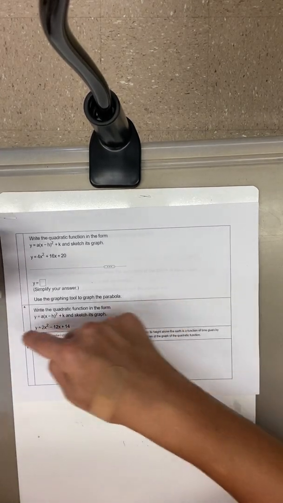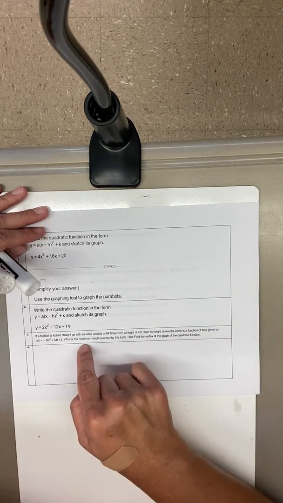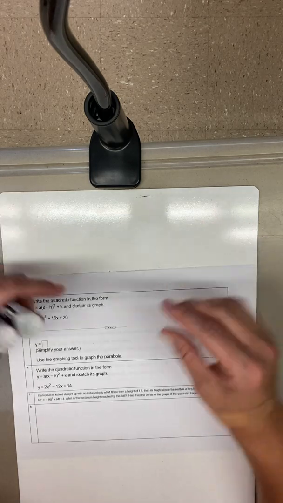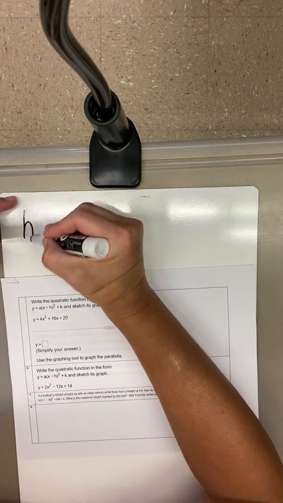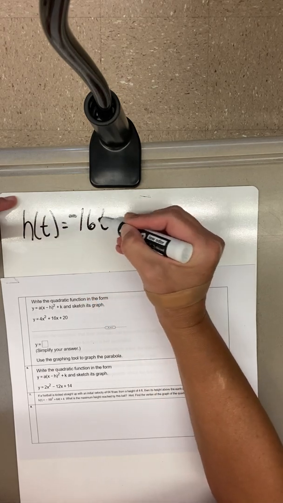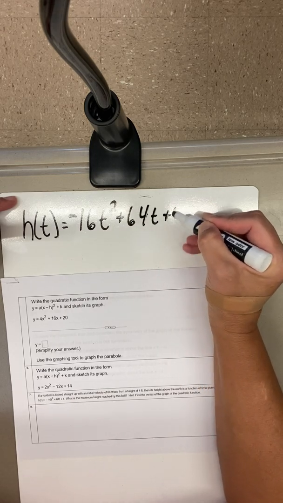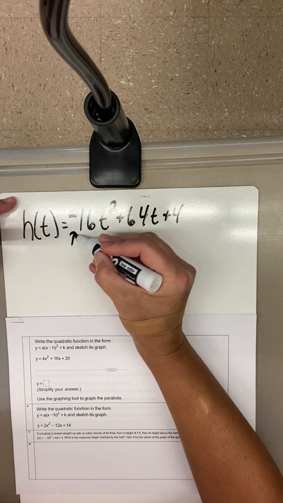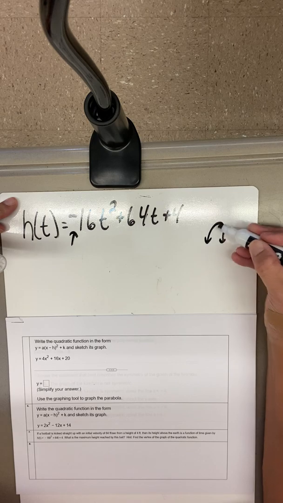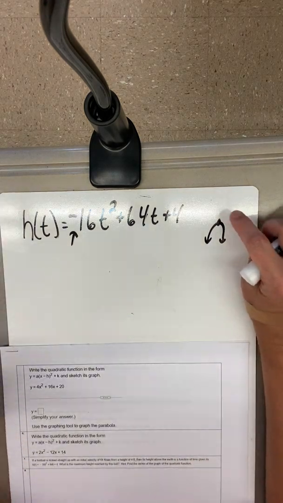So all these words up here, you really don't need those. They're giving you the function, and they want to know the maximum. Remember, a maximum or a minimum is where the vertex is. The equation on this function, h of t, equals negative 16t squared plus 64t plus 4, okay? Your leader is negative, so we know it's a parabola opening down. That's why there's a maximum, okay? Now that maximum is going to be the y value of the vertex.